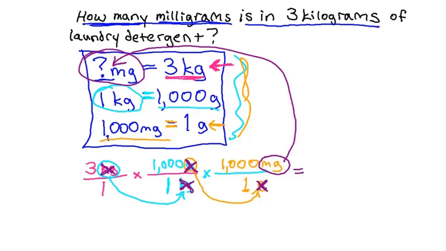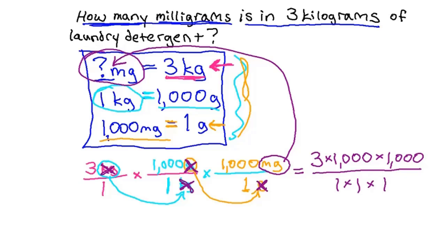So now all we have to do is multiply across. We have 3 times 1,000 times 1,000 all over 1 times 1 times 1. So 3 times 1,000, this is going to be 3,000, and 3,000 times 1,000 is going to be 3 million. And don't forget your milligrams, so we're going to have 3 million milligrams, which is going to equal 3 kilograms.